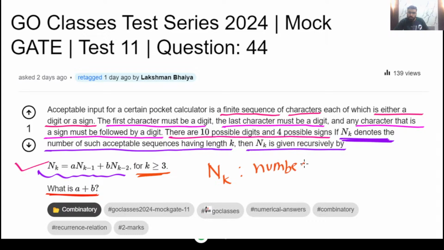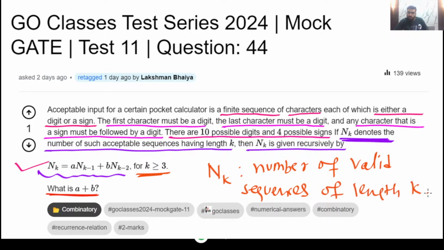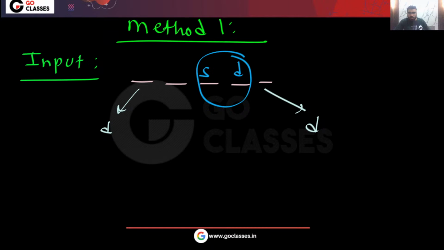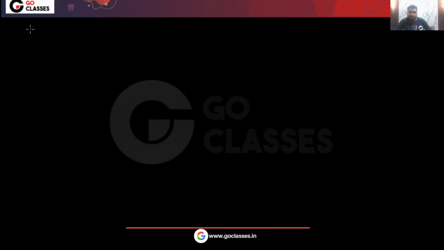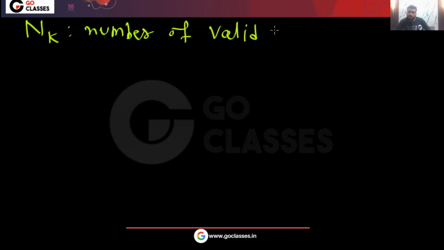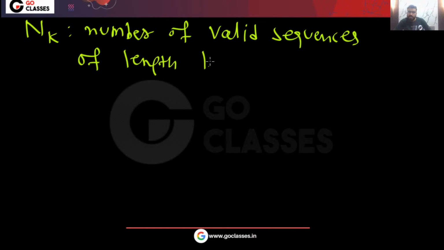This is the number of valid, acceptable sequences of length k. So you tell me how many valid sequences of length 1? See, what is nk? Nk is basically the number of valid sequences of length k.